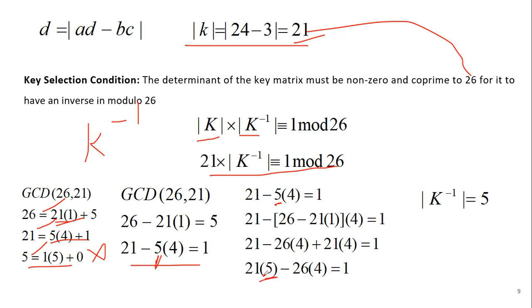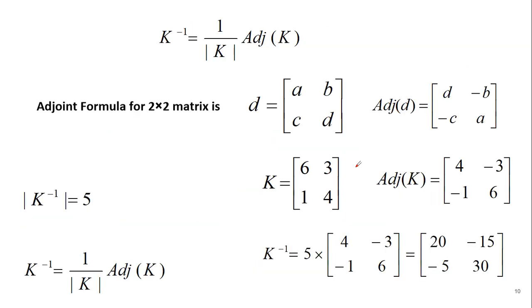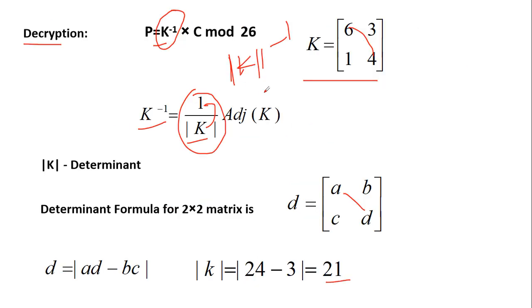Now check this, we want to find out the K inverse for this 21. So with respect to 21 we get the 5 value. So our K inverse is 5, and when we multiply 21 into 5 and take the mod 26, we get the remainder 1. So our answer is correct. So here also we can cross check whether our value is correct or not. Only this part is completed now, that is nothing but determinant of K inverse.